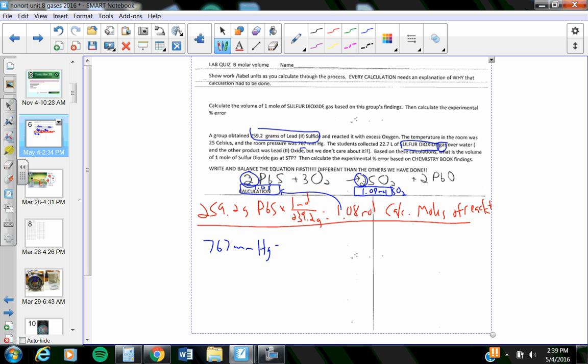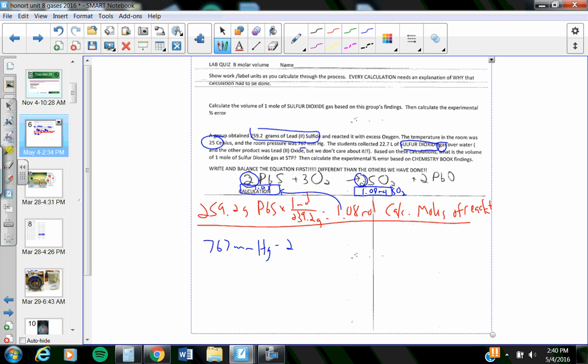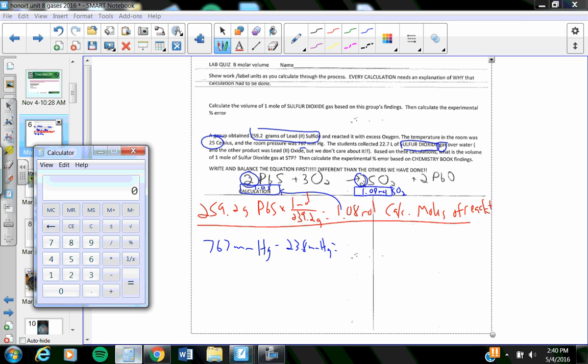But since it was collected over water, not all of that pressure had to do with the product that we're after, sulfur dioxide. Some of it had to do with water. How much? Well, since it was 25 Celsius, at 25 Celsius, 23.8 millimeters of mercury are going to need to be subtracted. 767 minus 23.8, and that's 743.2 millimeters of mercury was due to that.